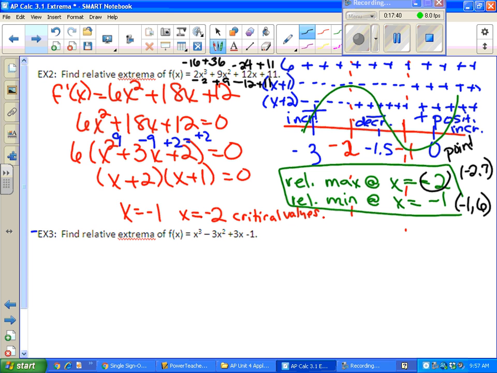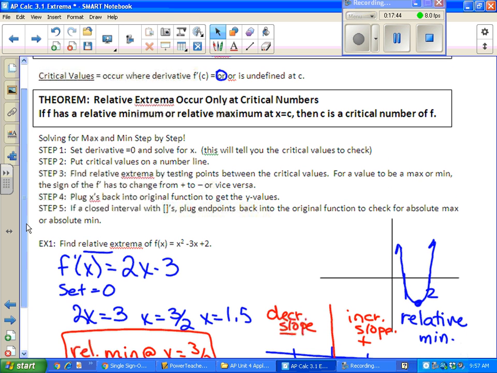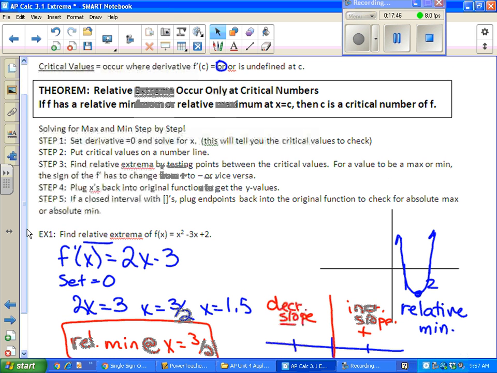So let's go back and review our steps. I know when you first saw these, you're like, oh my God, that sounds massive. Did we set the derivative equal to 0 and solve for x? In this case, we had to factor a quadratic, and it did factor pretty easy. I got 2 critical values. This will give you critical values to check. Put the critical values on a number line. Did we do that? Okay.